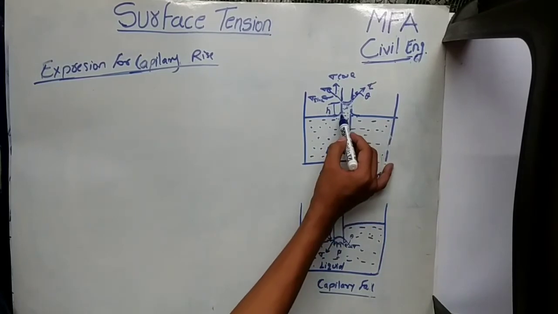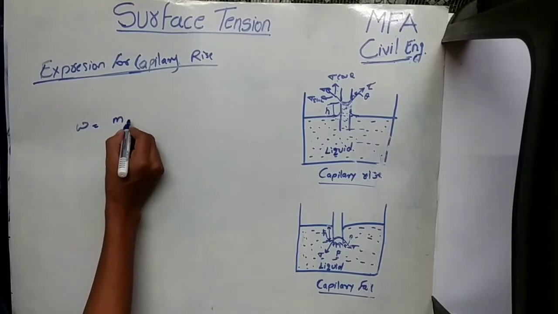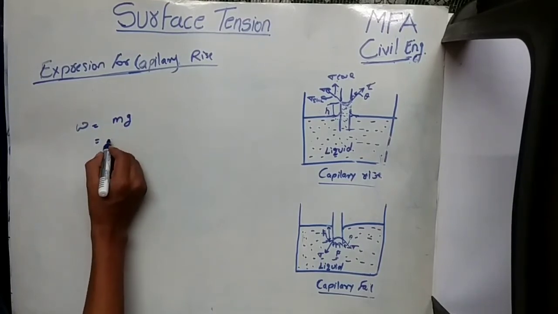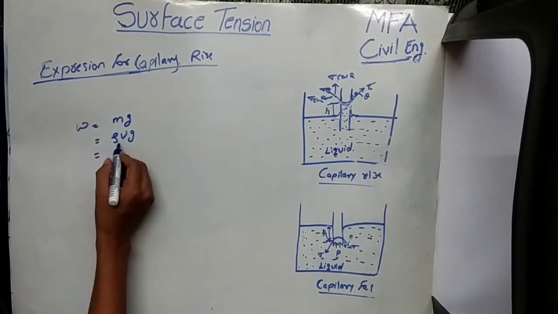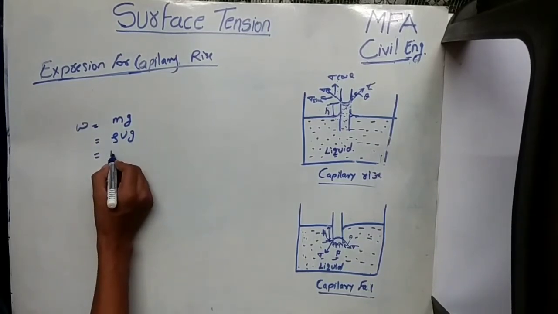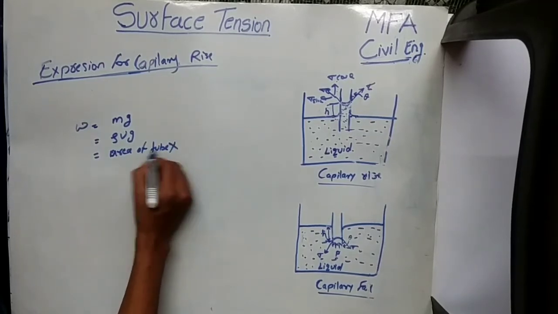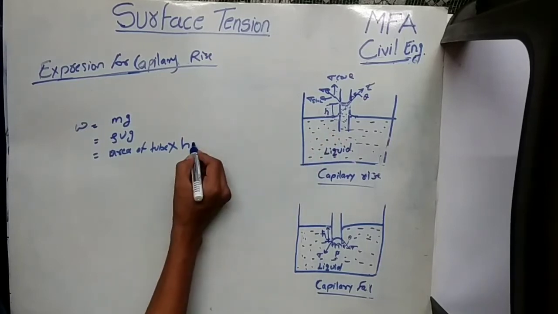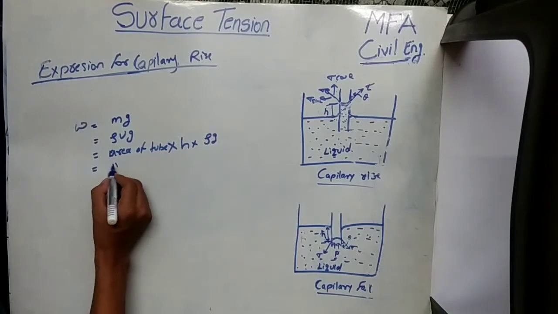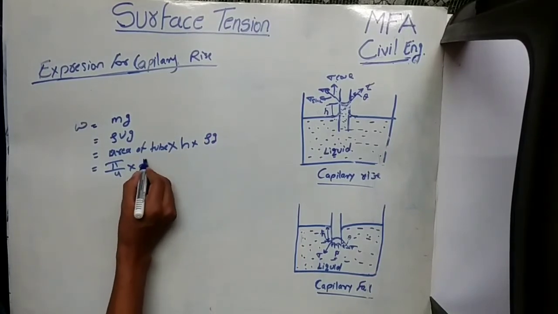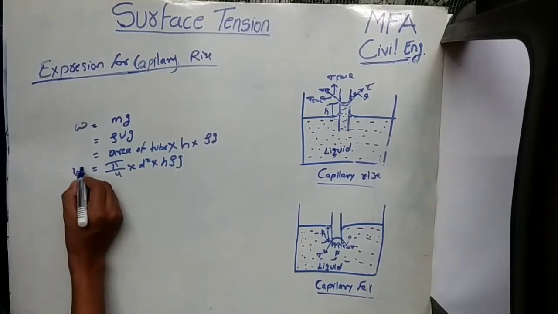Now the weight of the liquid inside the capillary is given by weight equal to mass into acceleration due to gravity. Mass can be written as density into volume, so weight is density into volume into g. Volume is the area of the tube multiplied by height. The area of the tube is pi by 4 into diameter squared, so weight is pi by 4 d squared into h rho g. This is the weight of the liquid inside the tube.